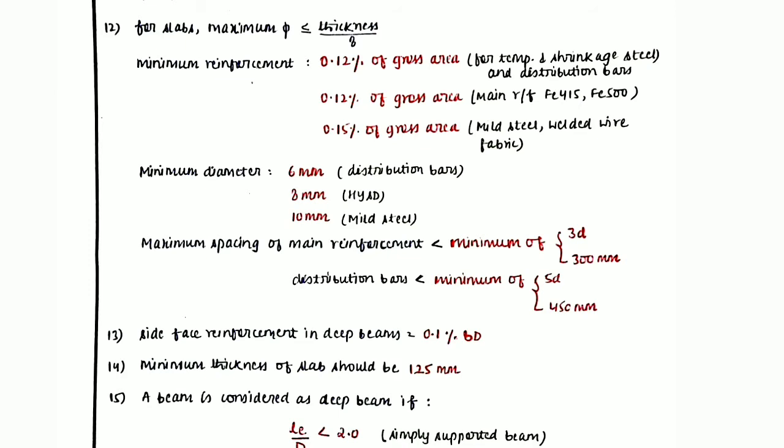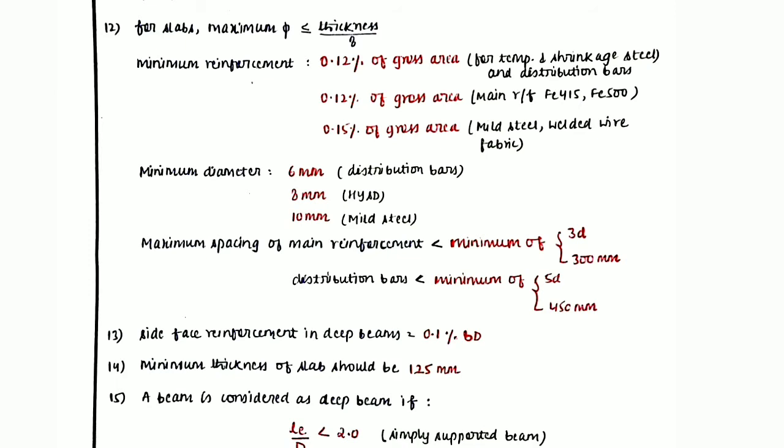Now the minimum reinforcement should be 0.15% of the gross area in case of mild steel or if we use the welded wire fabric. Now the code also lists out the minimum diameter of the bars to be used. For distribution bars, the minimum diameter should be 6 mm. You cannot use a diameter less than 6. Similarly, for HYSD bars, you have to use a minimum of 8 mm diameter bars, and for mild steel, you have to use 10 mm diameter bars as a minimum diameter. The maximum spacing of the main reinforcement should be the minimum of 3D and 300 mm. D is the effective depth, and for the distribution bars the maximum spacing should be less than the minimum of 5D and 450 mm.